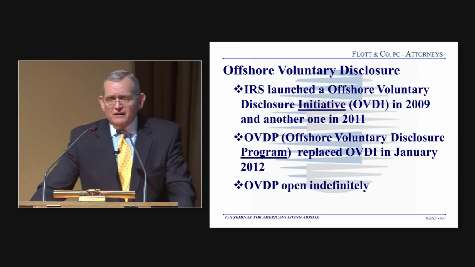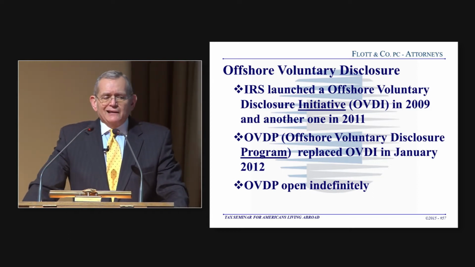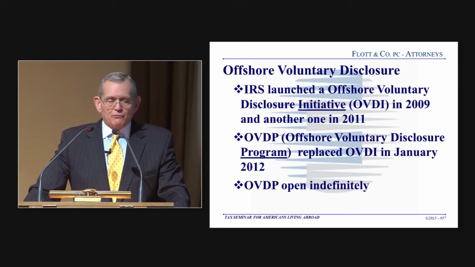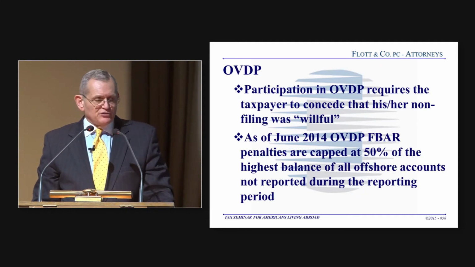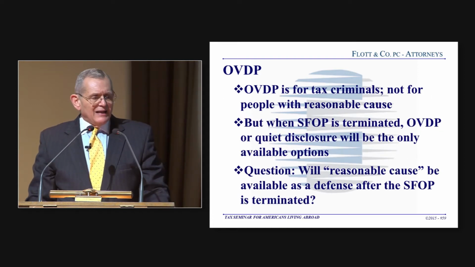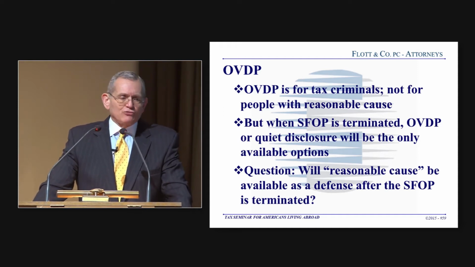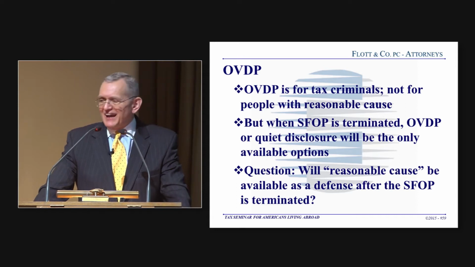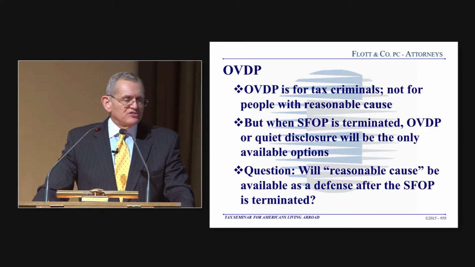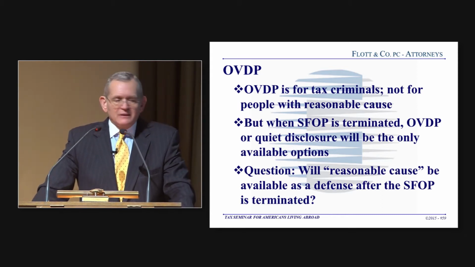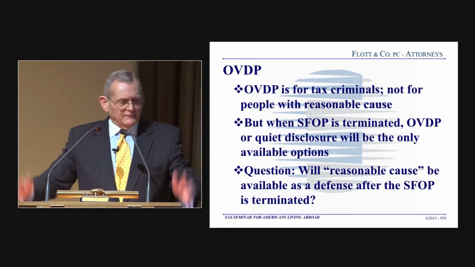Now, the Offshore Voluntary Disclosure Initiative I'm going to go through very briefly. It was initiated in 2009 and another one in 2011. The current Offshore Voluntary Disclosure Program replaced the OVDI in January 2012, and it's open indefinitely. But quite frankly, the fact is that OVDP is for tax criminals. If you're not a tax criminal, if you've not deliberately been evading U.S. tax and avoiding the filing of bank accounts, you have no business even thinking about the OVDP. And anybody who advises you to file under that program should be disbarred or whatever. It's just not for you.